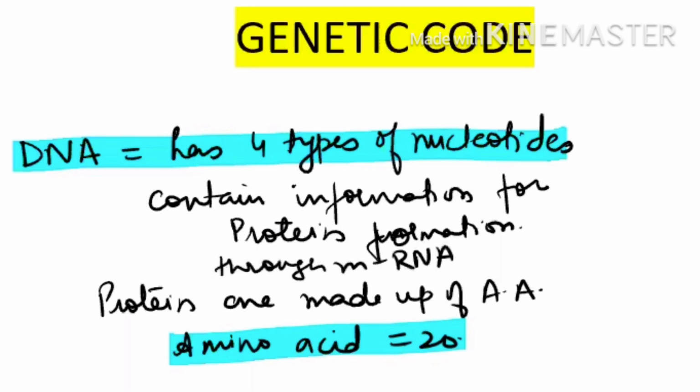Okay, and proteins are made up of only amino acids, which are of 20 types. So now the scientists wanted to know what is the relationship between the nucleotides and amino acids, and how the nucleotides contain the information so that the amino acids can be arranged in proper sequence.